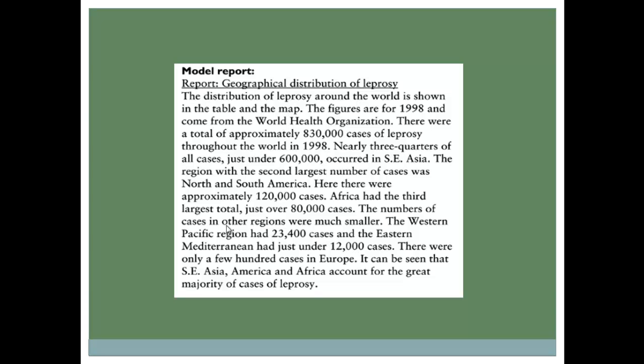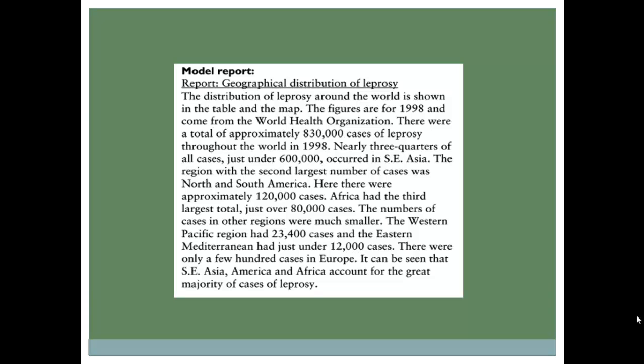Here we have the model report. Geographical distribution of leprosy. The distribution of leprosy around the world is shown in the table and the map. The figures are for 1998 and come from the World Health Organization. There were a total of approximately 830,000 cases of leprosy throughout the world in 1998. Nearly 3/4 of all cases, just under 600,000, occurred in Southeast Asia.